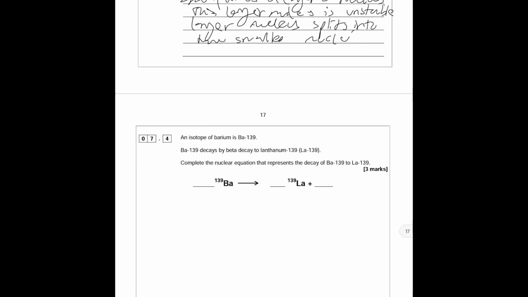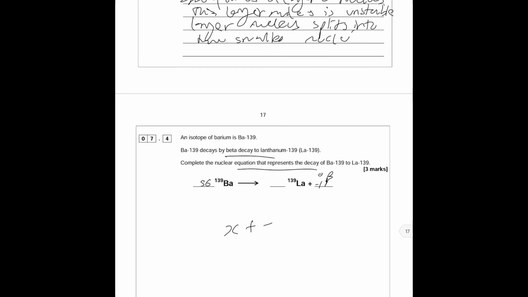Okay, so an isotope of barium is Ba-139, and Ba-139 decays by beta decay to lanthanum-139. Complete the nuclear equation that represents the decay of Ba. So this is beta decay. The symbol is 0 with the symbol of beta, minus 1. Ba, as mentioned, a periodic table is given, so always check the atomic number. It's 56, and this should be 56.